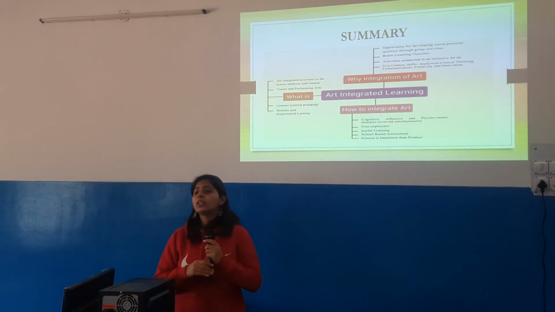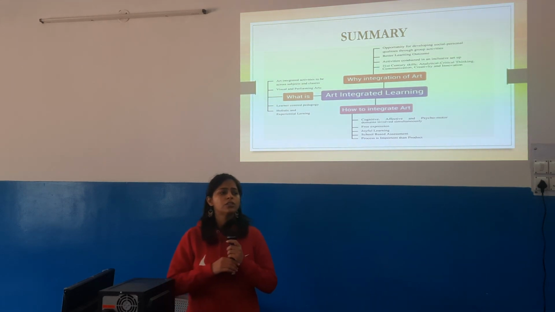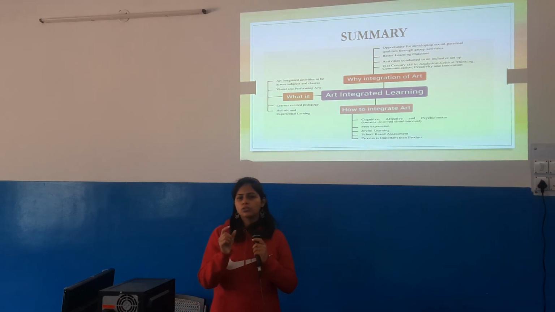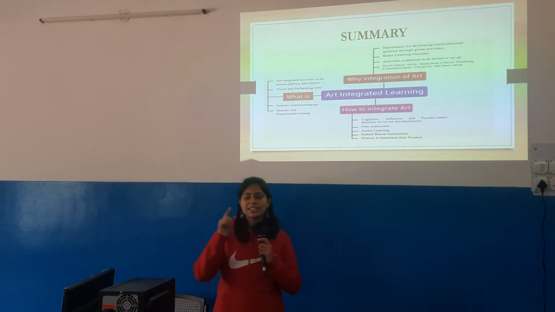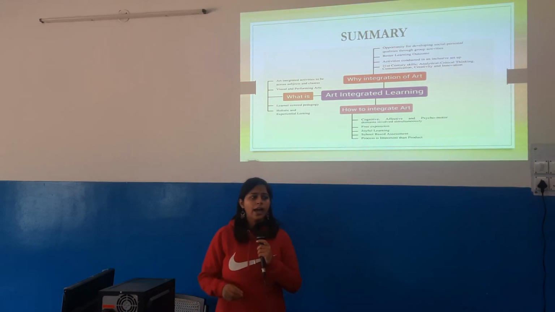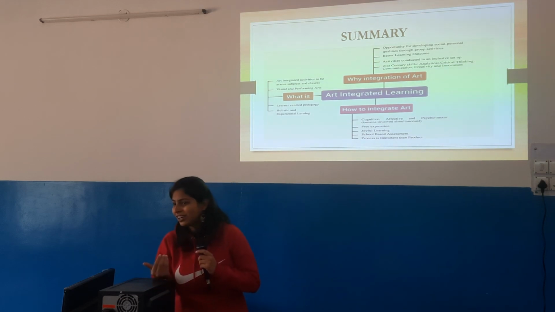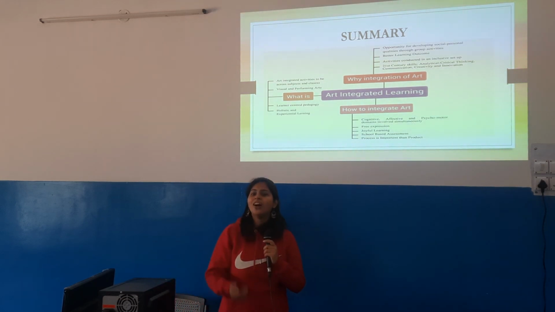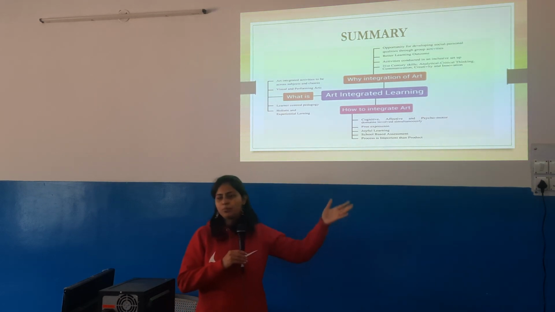Then we moved on to the topic of interdisciplinary AIL projects, where we saw how one single topic was chosen and well integrated in different subjects like science, social science, mathematics, English and Hindi together, and we gave an idea. One idea was even presented by a teacher, Malki teacher, I must name her, well presented, and she added an idea to that project.